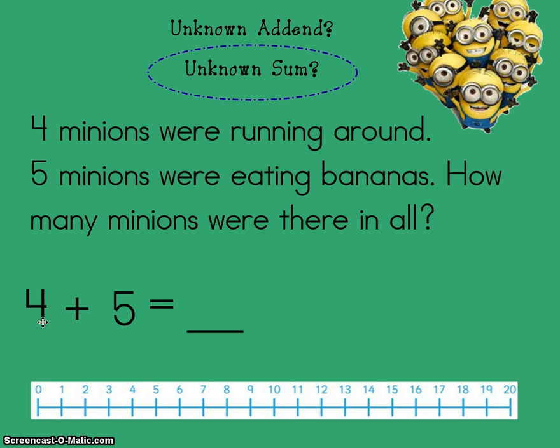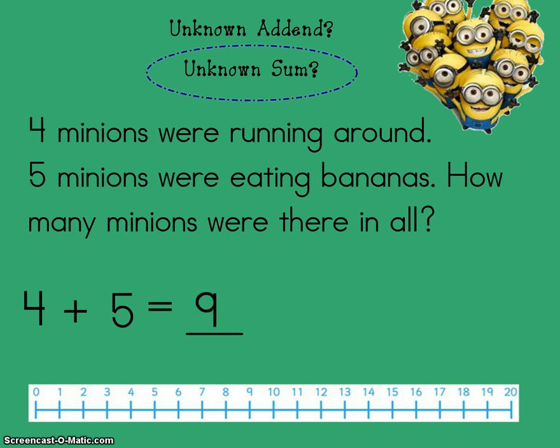I'm going to use my number line again. I'm going to start on the greater number, which is 5, and I'm going to hop the other addend, which is 4. 1, 2, 3, 4. I get a sum of 9. So let's see if we can answer the question. How many minions were there in all? There were 9 minions in all. So that problem was pretty easy because all I had to do was figure out the sum, and we're experts at that by now. We're going to try one more problem, last one.